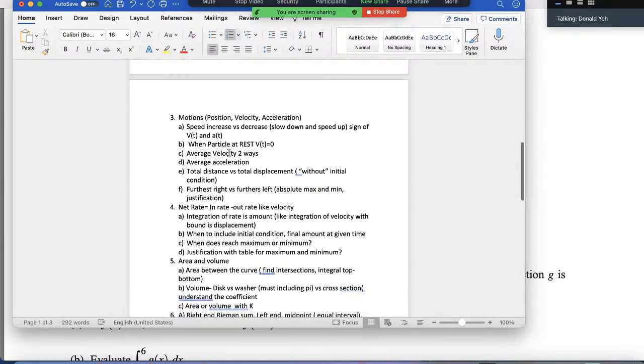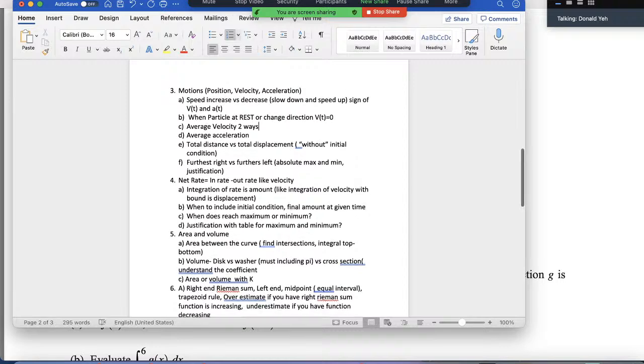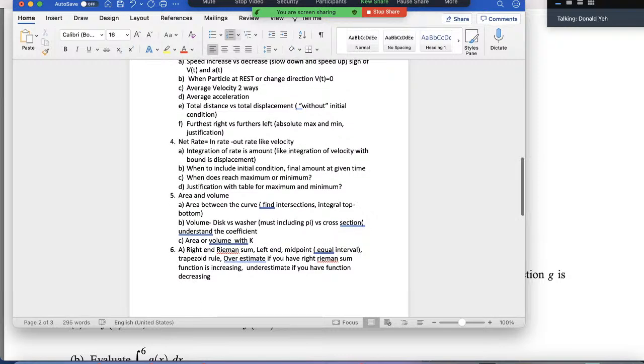If you look at a Twitch, the third one is going to be motion. It's going to be speed increase, speed decrease, when a particle is at rest, and also particle changing direction, where v of t is equal to 0. Average velocity has two ways. Average acceleration is one way. Total distance and total displacement without initial condition. Further right, further left means absolute maximum or minimum about the velocity function.